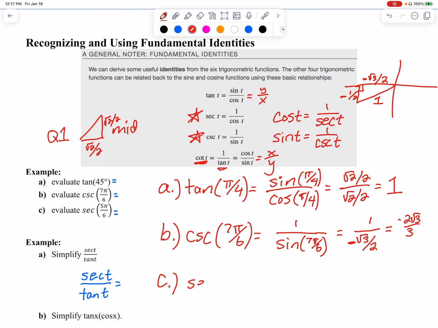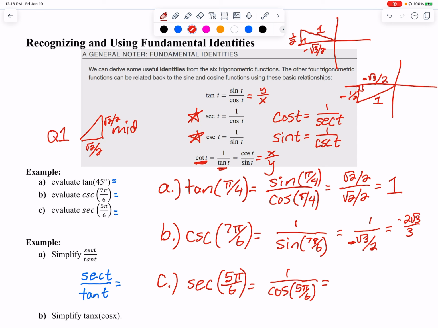Okay, secant of 5 pi over 6. That's just 1 over cosine of 5 pi over 6, because secant goes with cosine. And then I have to figure out where that is. 5 pi over 6 is in quadrant 2, and over 6 would make it the short triangle. So this is 1/2 positive, this is negative rad 3 over 2, and that's a 1. So it's 1 over cosine, so it's going to be 1 over negative rad 3 over 2. That's kind of helpful because we get the same value that we got on the previous one.